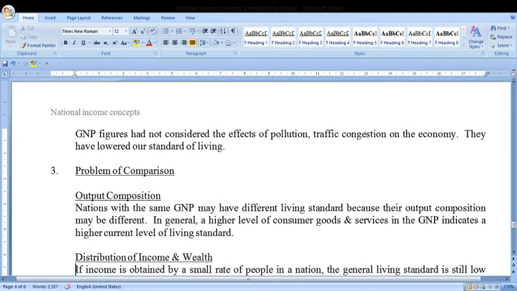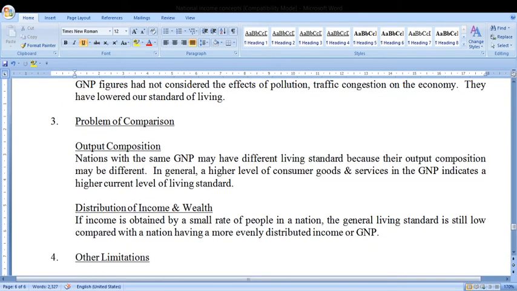What is the problem? Output composition, distribution of income and wealth. These are all the major things. What is that in output comparison? Nations with the same GNP may have different standards of living because their output composition may differ, isn't it? So in general, a high level of consumer goods and services in GNP indicates a higher standard of living.